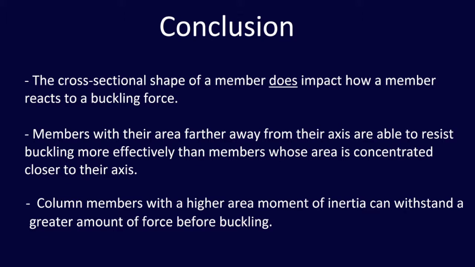The cross-sectional shape of a member does impact how a member reacts to a buckling force. Members with their area farther away from their axis are able to resist buckling more effectively than members whose area is concentrated closer to their axis. Column members with a higher area moment of inertia can withstand a greater amount of force before buckling.